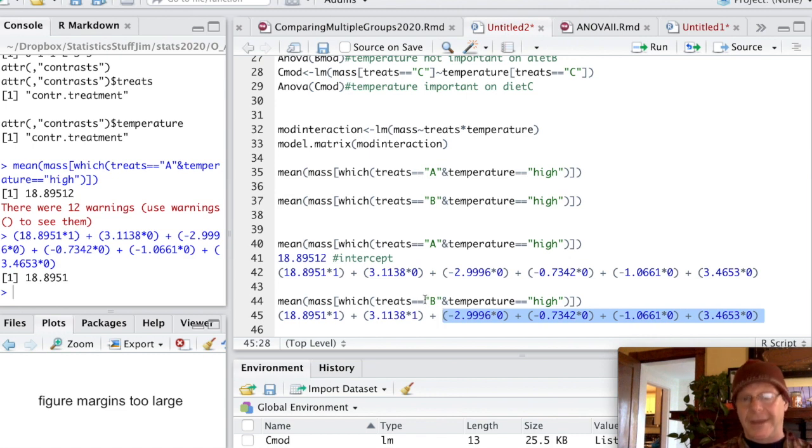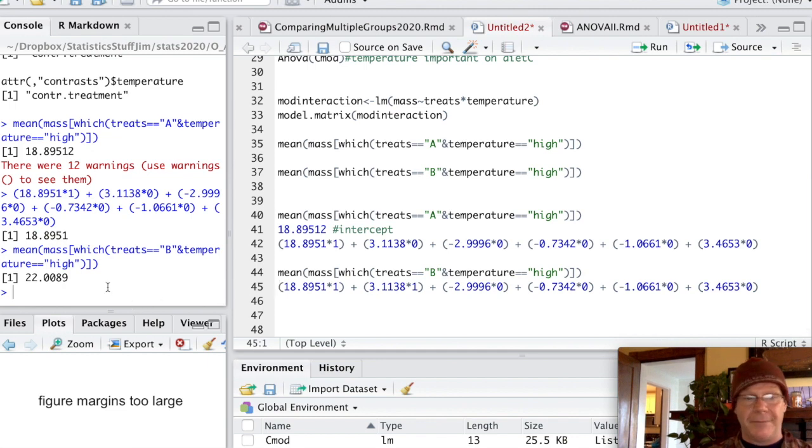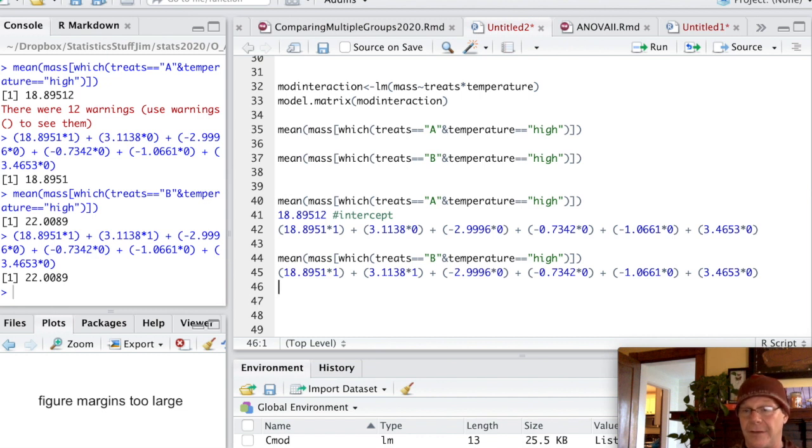And so let's take a look. How does our model do? We have treatment B at a high temperature. That's the actual mean based upon the convoluted code, or we can use our linear model, and our linear model is giving us the exact same answer. So it seems like it's working out pretty well for us.